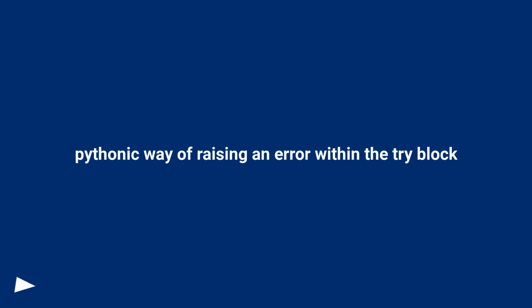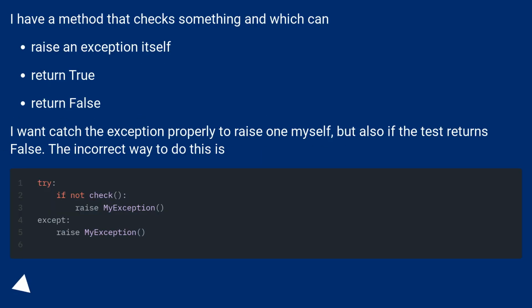Pythonic way of raising an error within the try block. I have a method that checks something and which can raise an exception itself, return true, or return false. I want to catch the exception properly, to raise one myself, but also if the test returns false.